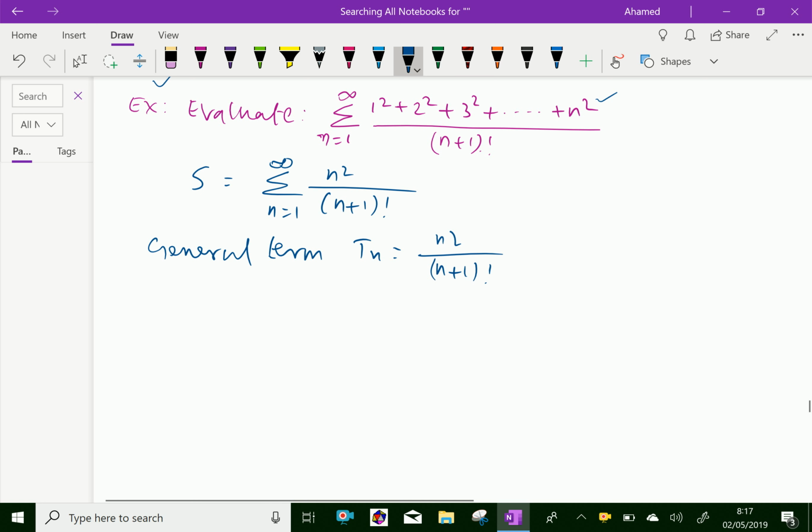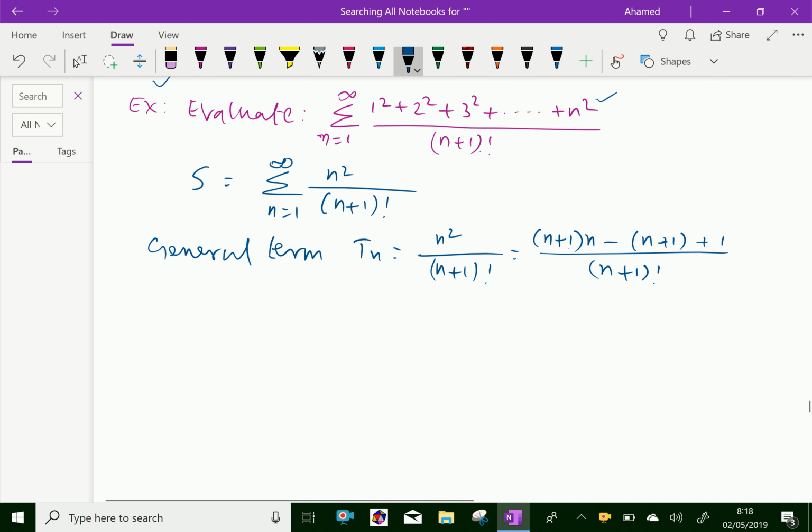This n square can be expressed as n plus 1 into n, which gives n square plus n, then minus n plus 1 minus 1. Since n into n is n square, plus n minus n plus 1 minus 1, so totally it gives n square over n plus 1 factorial as it is.